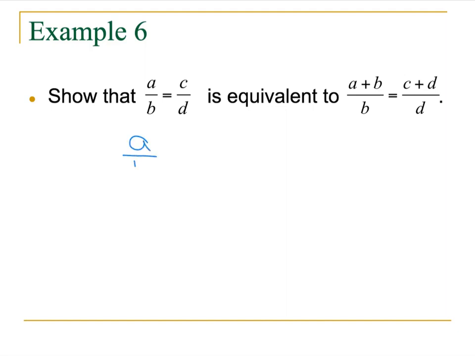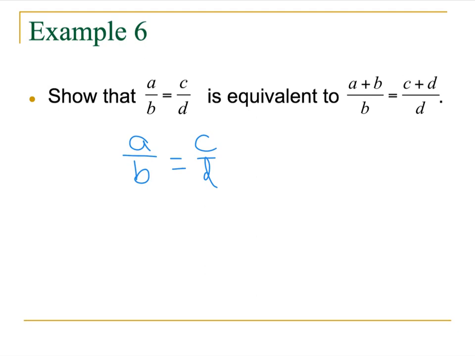So I've got a over b is equal to c over d. Now let's take a look at our end game here. I somehow need to get a b up here and a d up here and show that it's equivalent. I can't just add b to one side and add d to the other side, because I don't know if b and d are the same thing, right? I can't just do that. However, I can add the same thing to each side.